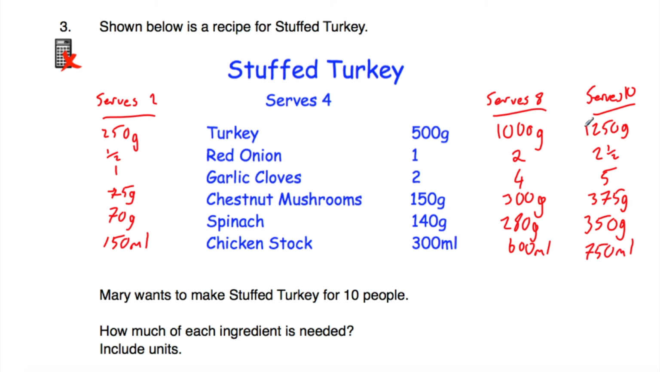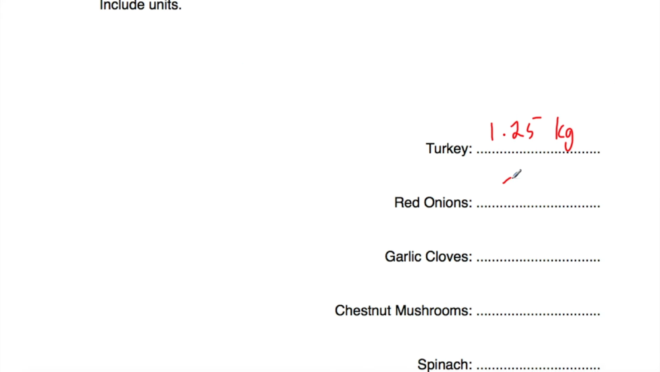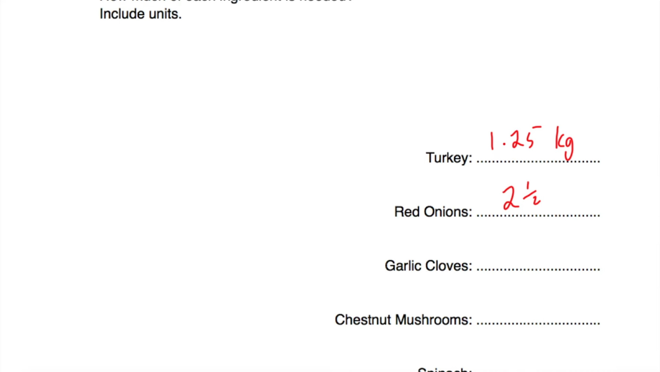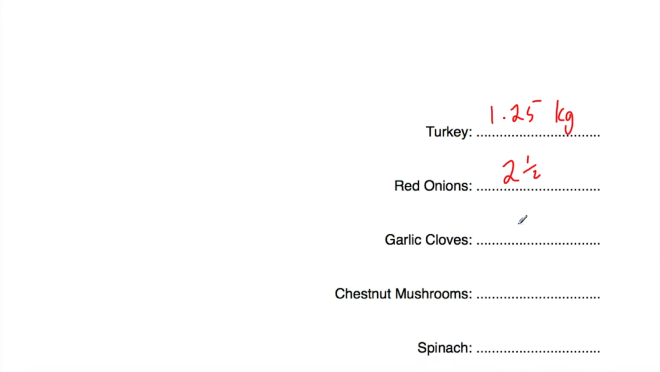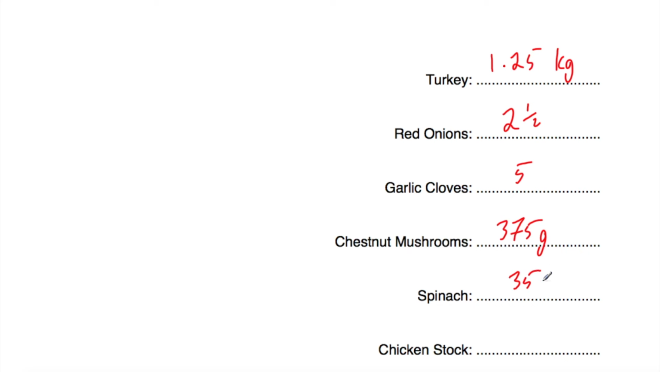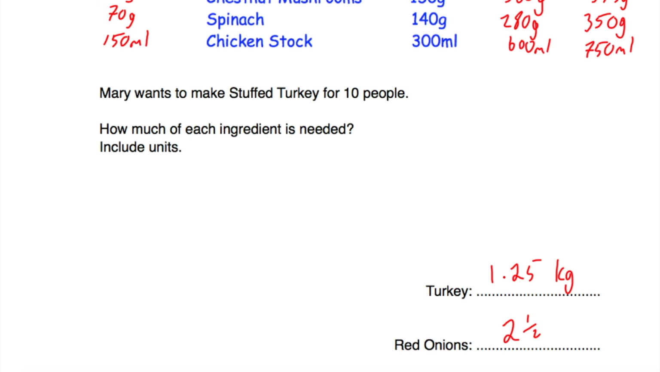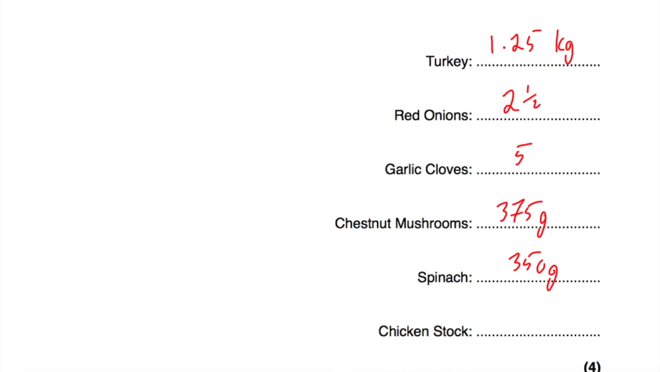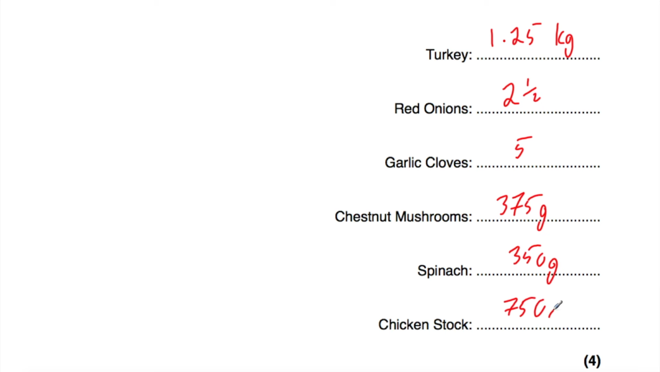And that's it. That's how much we need of each ingredient. So let's write those down. And in terms of turkey, I'm going to write 1.25 kilograms of turkey. I could write 1,250 grams if I wanted to. The red onions was 2.5 red onions. Garlic cloves, 5. Chestnut mushrooms, 375 grams. And spinach, 350 grams. And chicken stock, finally, is 750 milliliters. And that's it. That's how much we need of each of those ingredients.